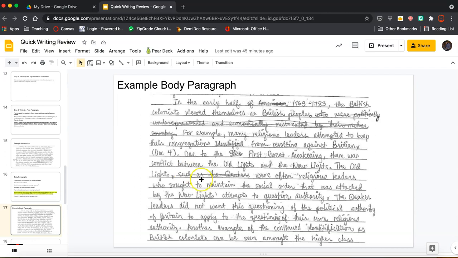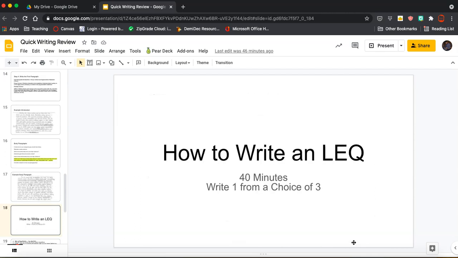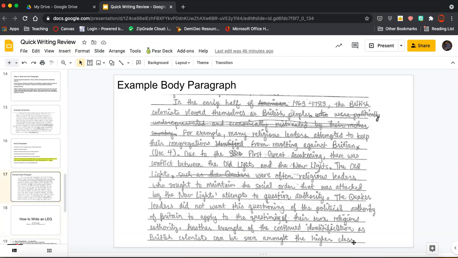Okay? And then another example of the continued identification as British colonists can be seen amongst the higher class, which continues on. But then they explain how class created this divide amongst American colonists. All right, that's the DBQ. You write your 3 body paragraphs. You use your documents. You try to include complexity as much as you can throughout that, but make sure that you get all the other 6 points on there.